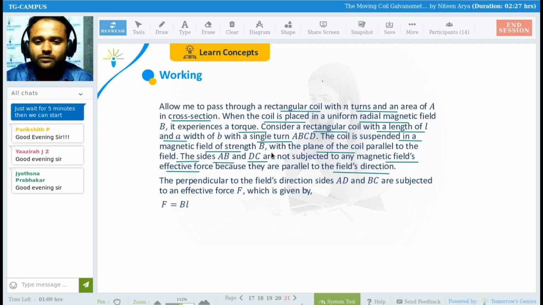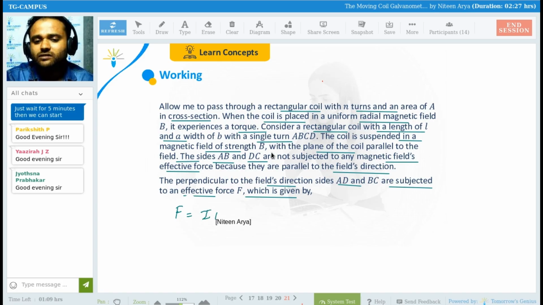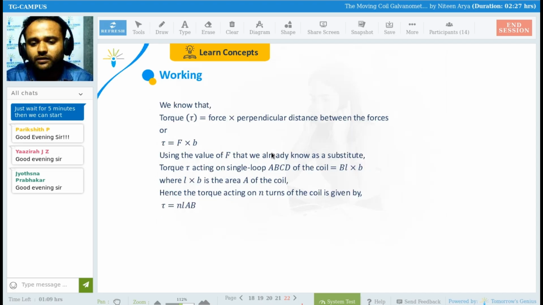The sides AD and BC, perpendicular to the field direction, experience an effective force F, which is given by IBL sine theta. So F equals IBL sine theta, and here sine theta becomes 1 because it is perpendicular. So torque is nothing but force into perpendicular distance between the two forces. Torque tau equals F into B, and L into B gives me area. That torque equals NIAB.